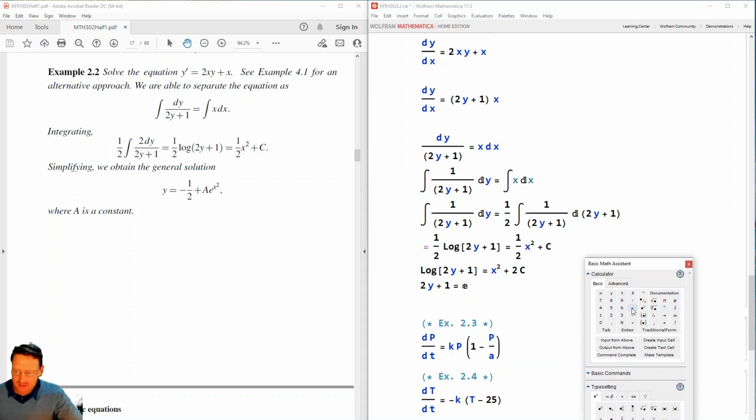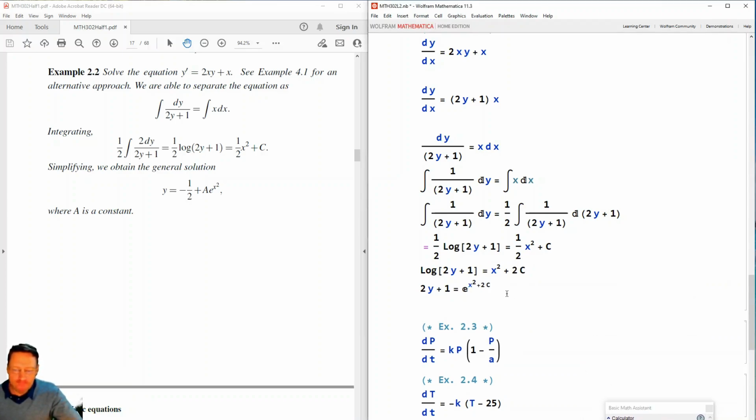Okay, so we have e to the power of x squared plus 2c. And then we introduce a new constant and say that this is a times e to the x squared, knowing the rules of exponents. And finally, we want to rearrange this by subtracting 1 from both sides and then dividing by 2.